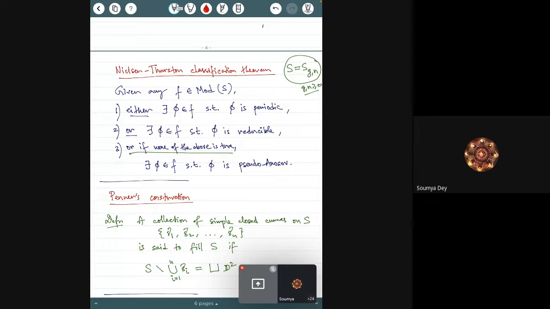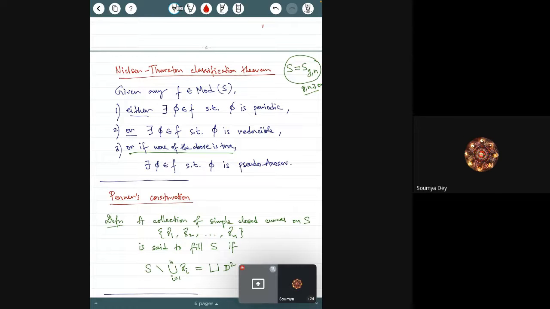Now, as I pointed out in the last talk, there could be a mapping class which is both periodic and reducible. We gave some example. But a pseudo-Anosov is never periodic or reducible. So this theorem is telling us that a mapping class which is not reducible and not periodic should be pseudo-Anosov. Is the statement of the theorem clear?